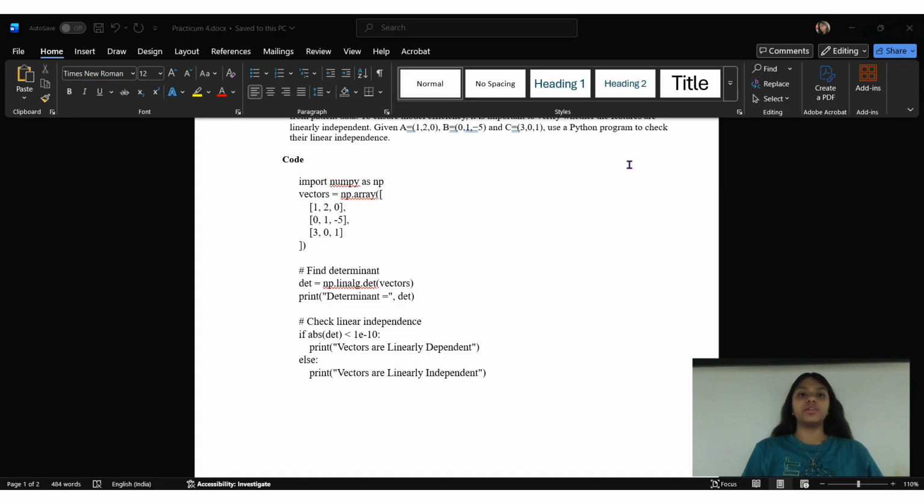And that's it. With just a few lines of Python, we check the linear independence of vectors using the determinant. This is a powerful tool because it connects abstract math concepts directly to practical computation.